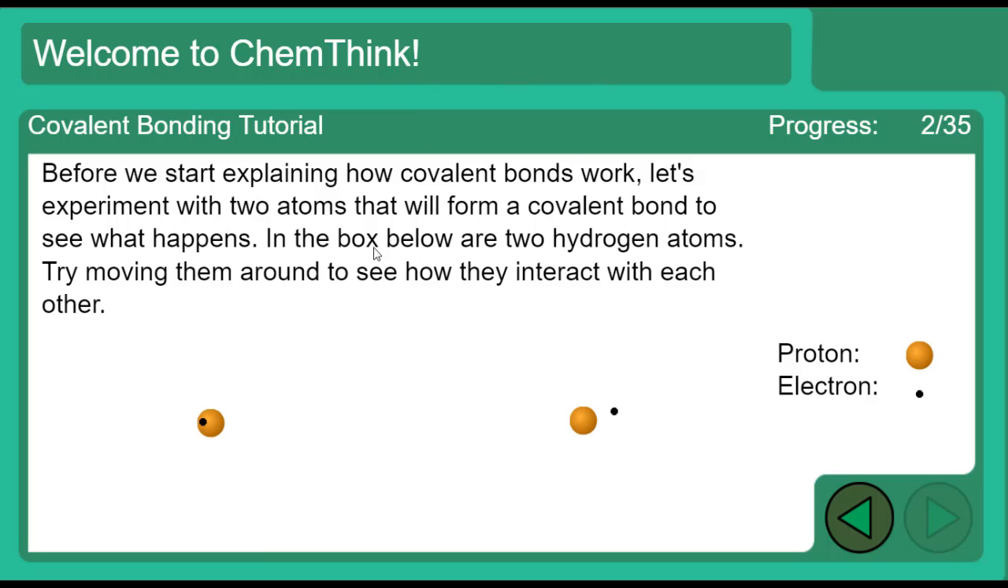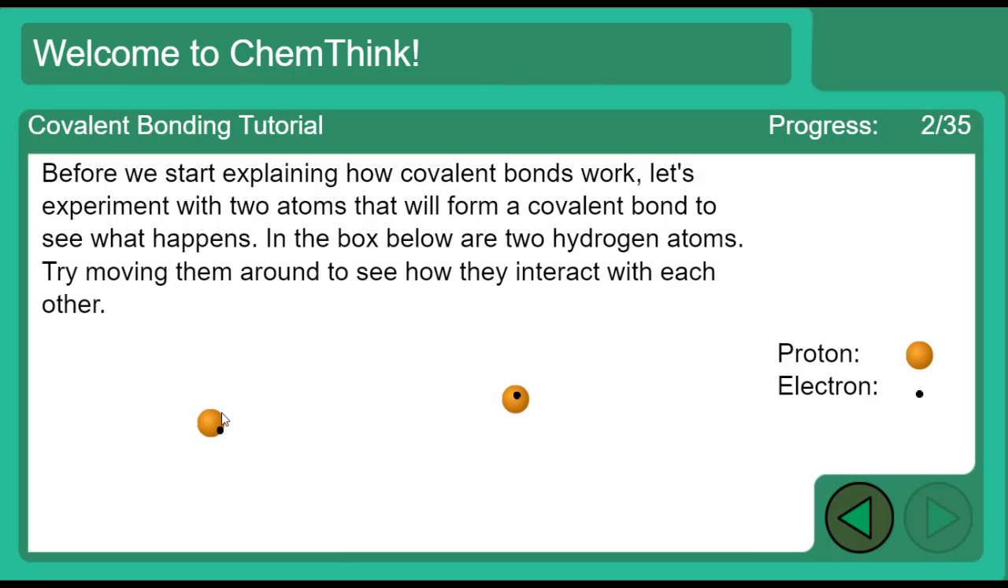I'm going to take these two atoms, we're going to move them around. So in the box below, we have two hydrogen atoms, move them around to see how they interact. So if I move this atom a little bit closer, and you see the big thing is the proton and the little black thing is the electron, you can see that the behavior of the electrons, whoop, there we go, they suddenly start to become attracted to one another's nucleus. So the electron from this guy that's floating around suddenly becomes attracted to this proton over here and vice versa.